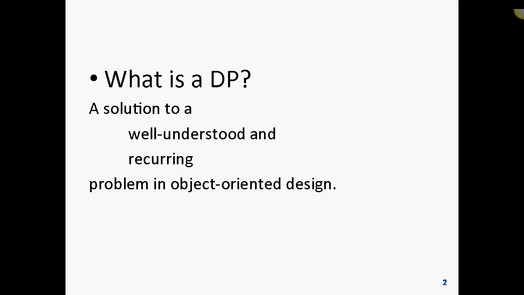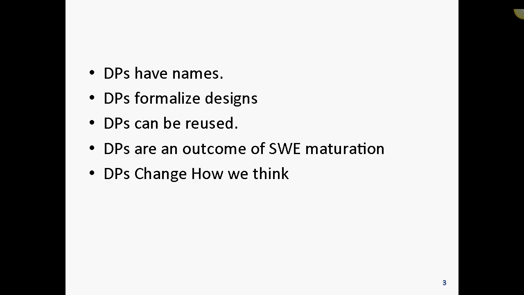So first question, what is a design pattern? And the answer to that is, well, it's a solution to a well-understood and recurring problem. Generally speaking, in object-oriented design, you might find a way to implement some design patterns in procedural languages, but it's generally speaking not easy, and the design patterns came about because of object-oriented programming. One thing I notice about all design patterns is they have names. The names give us formalized designs.